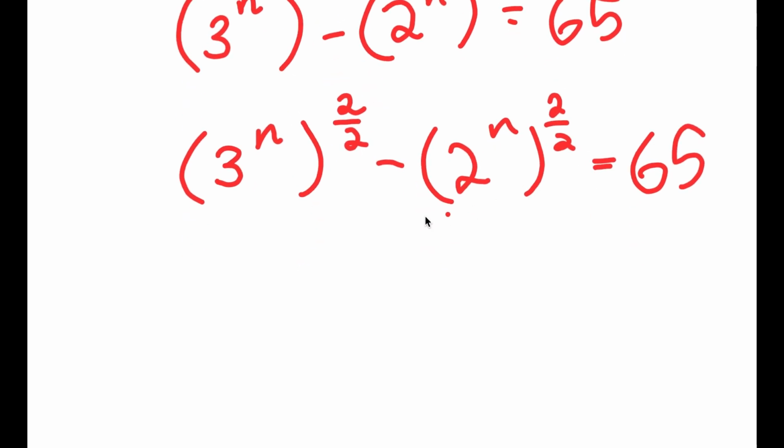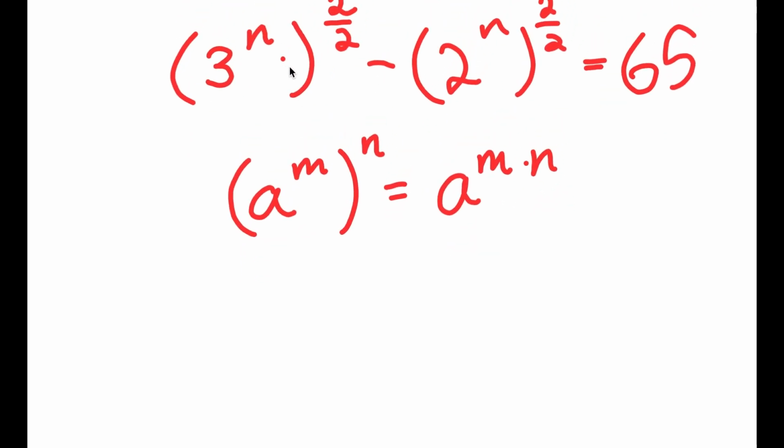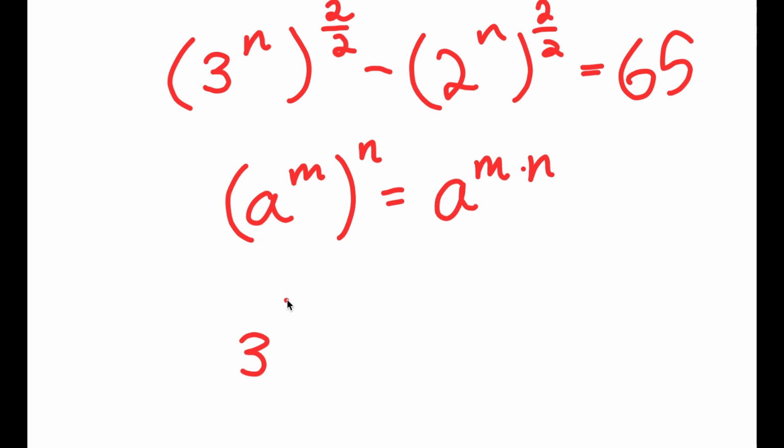So now the reason I did that was because if I have something in the form a to the power of m to the power of n, this is the same thing as a to the power of m times n. So n times 2 over 2, that's the same thing as 3 to the power of n over 2 times 2. Or sorry, to the power of 2. And the same thing for this.